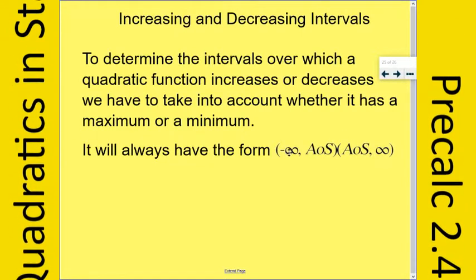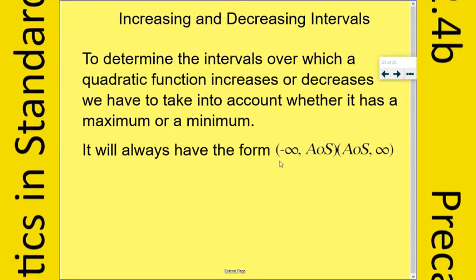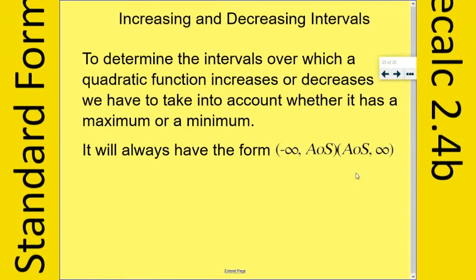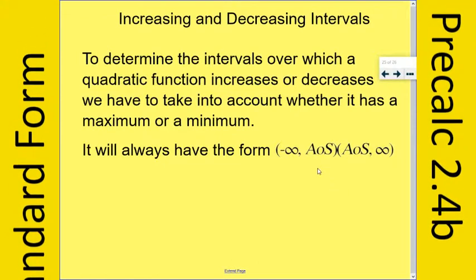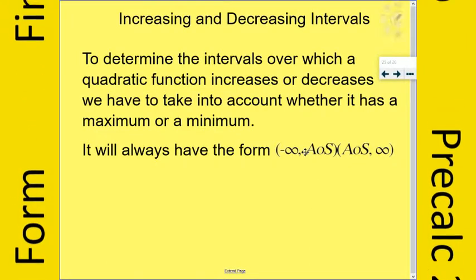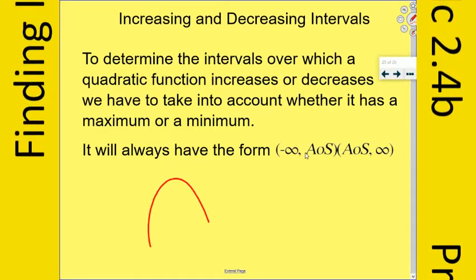All right, we can't include infinity because it's not a number, it's just a concept. So it's a curved bracket. And we don't include our axis of symmetry because at our axis of symmetry, our graph is neither increasing nor decreasing. So, for example, if we have a graph that looks like this, okay?